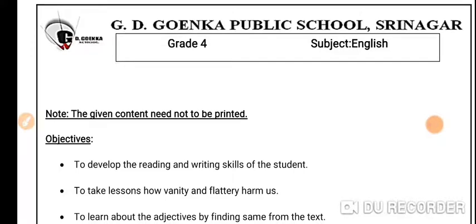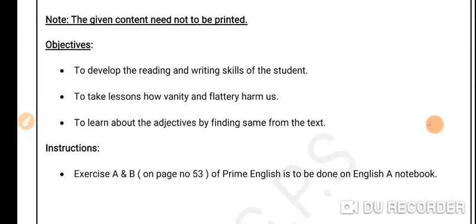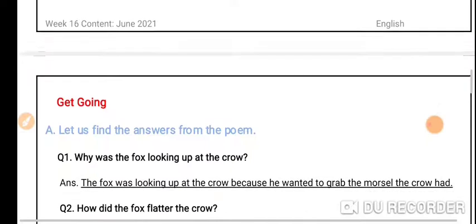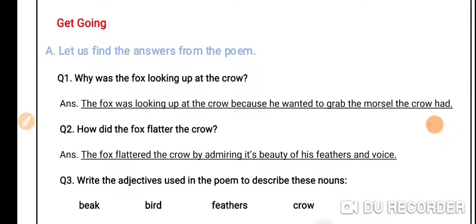In our previous video, we started chapter number 6, The Fox and the Crow, from our Prime English book. And today we'll be doing the question answers from the same chapter. So let's go to page number 53 of your books. We'll be doing exercise A and B. We have to write the question answers in our English A notebook. So let's start. Part A, page number 53.